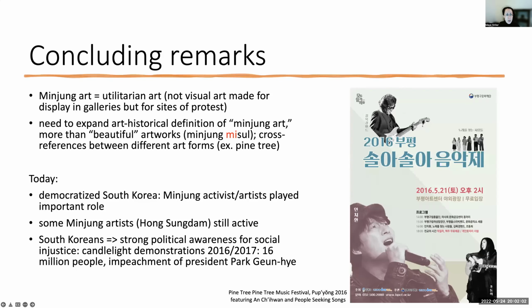So in conclusion, Minjung art is a very crucial part of post-1945 Korean art history. It is utilitarian art, so it was not the type of visual art that was made for display in galleries, like the works by Park So-bo or Yu Fan that we saw earlier. These were pieces made for sites of protest, and they include not just beautiful two-dimensional artworks, but sound, performance, literature, all kinds of things.